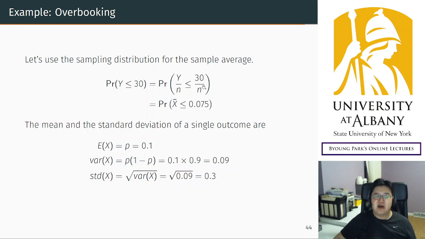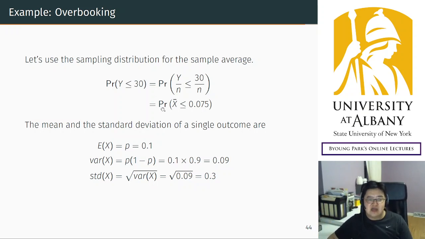So 30 divided by n on the right hand side, where n is 400 now, becomes 0.075. So the probability that the number of cancellations is smaller than 30 is equivalent to the probability that the proportion of canceled reservations is smaller than 7.5%. So 30 out of 400 is 7.5%. Basically, we are working on the same numbers.